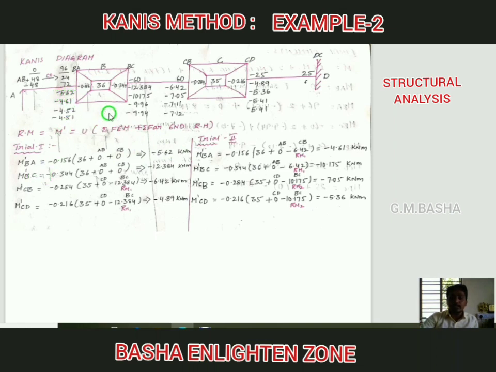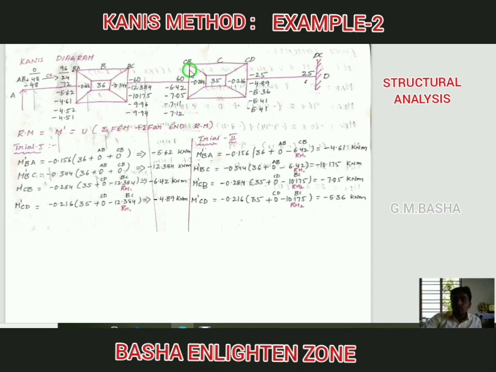Similarly, I am going for M dash BC. I am calculating the BC rotation moment. So M dash BC is equal to minus 0.344, that is U, into the sum of the fixed moments, which is 36, plus 0 at AB, plus for BC, CB is the far end. For BC, BA is the near end and AB is the far end. Therefore, in the first trial, the CB value will be 0 here. That is the reason I am taking CB also 0. If you simplify this, you will get minus 12.384 kilonewton meter. So after simplifying, you directly write down here.